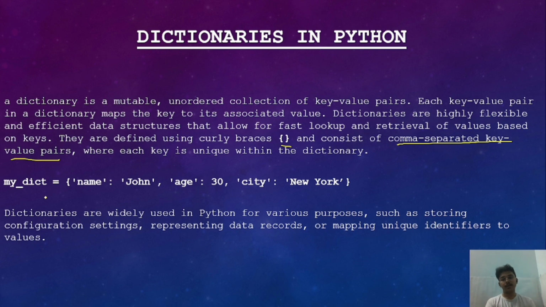So my_dict equals name, and these are colon-separated values, key colon value. So this is the key and this is the value. The key is name and John is the value; age is the key and 30 is the value. So this is an example of a dictionary, and dictionaries are widely used in Python for various purposes such as storing configuration settings, representing data records, or mapping unique identifiers to values.